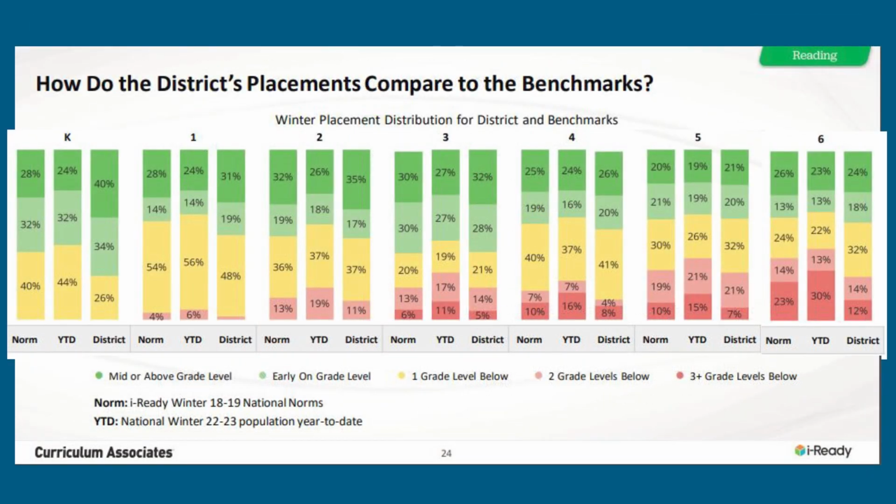This is by grade level. You can compare each of the grade levels. So every grade except for 6th grade, we have more dark green than the national comparisons. Grade 6 is very close. Actually, when you take the 2 greens and add them together, the early on grade level and the mid, 6th grade is actually above the nation. The percentage of students scoring in the red is better than the national average too. So we have a lower percentage of students scoring in the red than the rest of the nation.